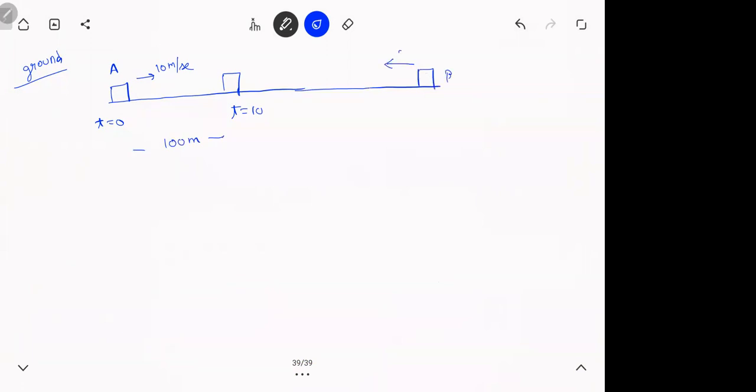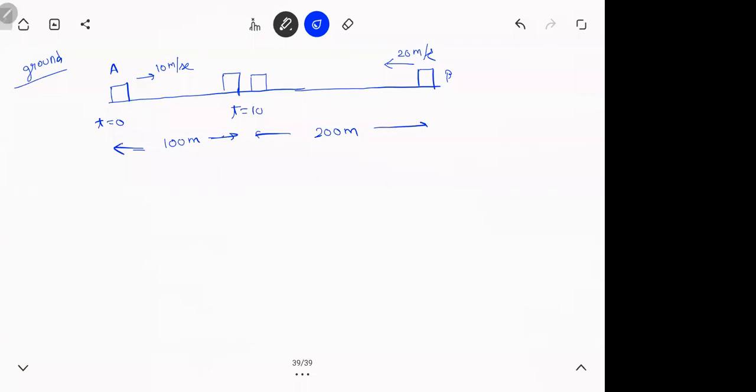So that means at T0, you're here, T is 10 seconds, your speed is 10 meters per second, ground frame. We are again back to the ground frame. So your block is here, this is 100 meters. B is here, going with 20 meters per second. Again, you're here. This is 200 meters. So they meet 100 meters from the left. That's it.